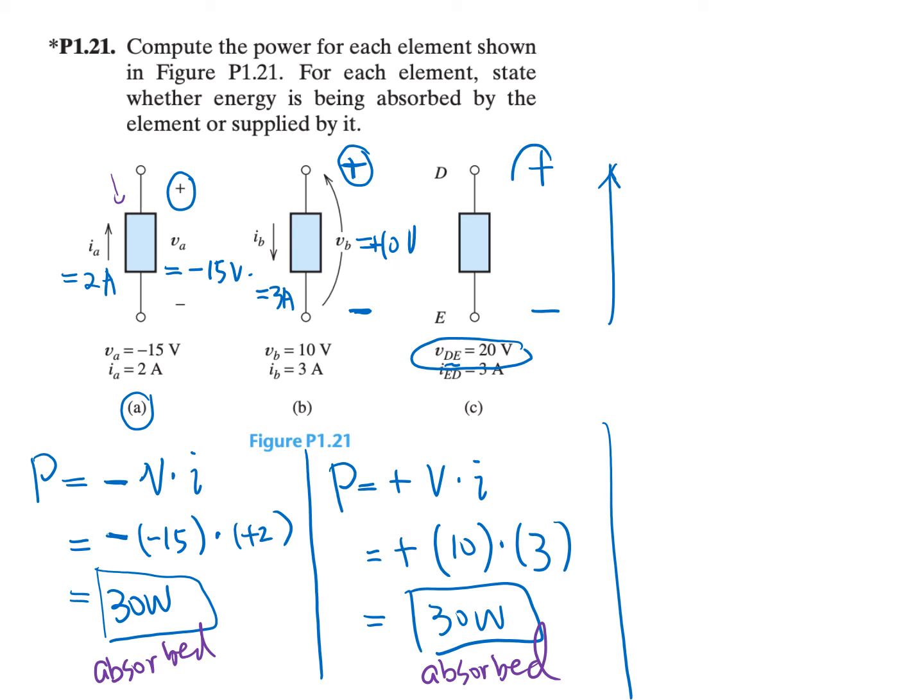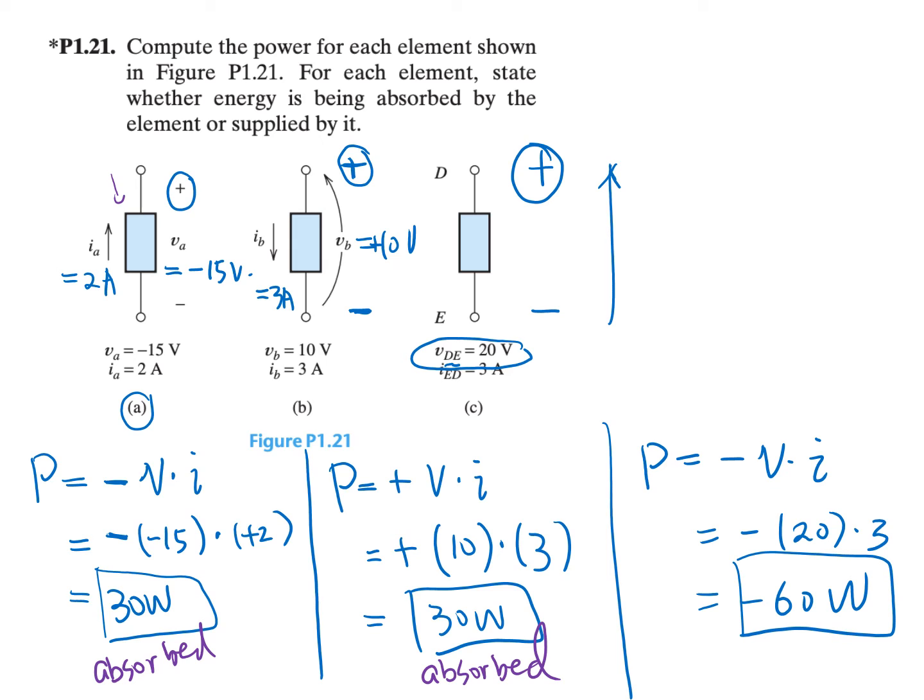And we can see that it's leaving the positive terminal. So we have P is equal to negative V times I. That's negative 20 times 3. That's negative 60 watts. And this is a negative value, so the power is being delivered by this element.